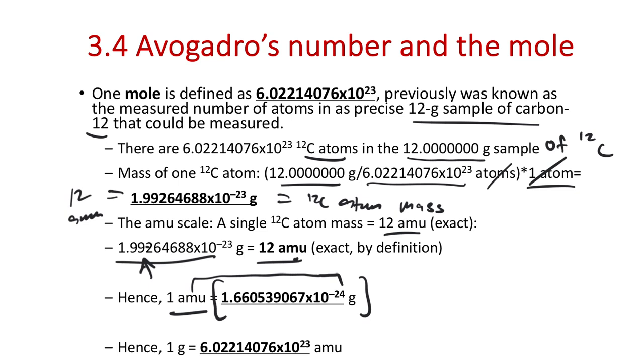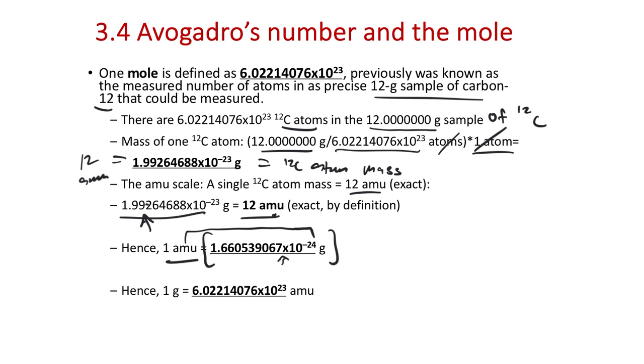But then if you divide both sides by this number, if you just invert, in fact, this is somewhat fun to see. If you just take 1 divided by 1.6605...e to the minus 24, you get Avogadro's number. I mentioned this earlier in the class too: the conversion factor between grams and AMU is Avogadro's number.